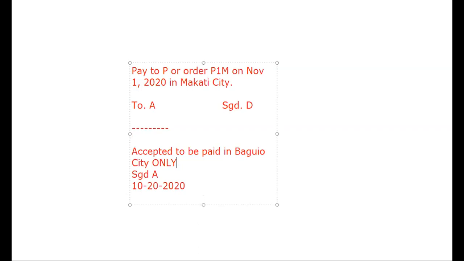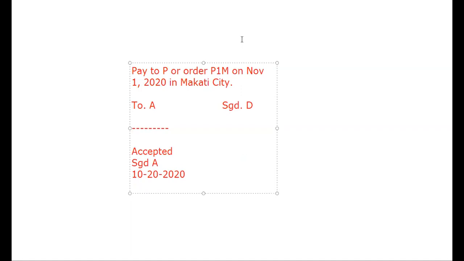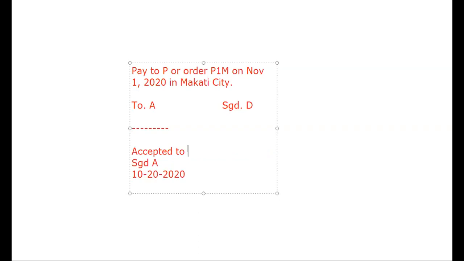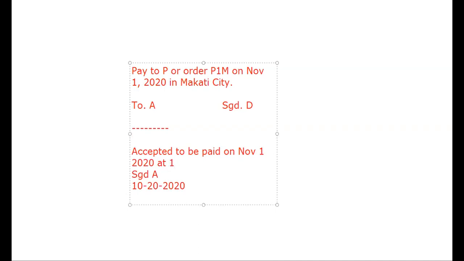Okay? Now, ano naman yung partial qualified acceptance? Partial qualified acceptance, you qualify the amount. So, accepted for 100,000. Then, that's partial qualified acceptance. And then, qualified as to local, yan. Accepted to be paid in, yung example natin kanina, Baguio City only, yan. Or, another situation is, as to time, accepted to be paid on November 1, 2020 at 1 p.m. only. Yan. Kapag ganyan, that's also qualified as to time.